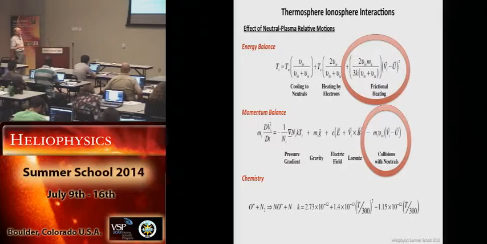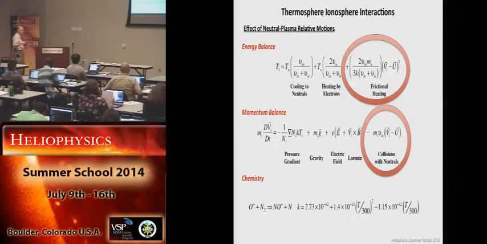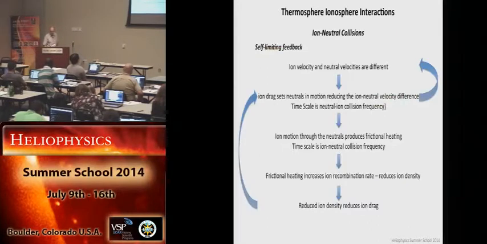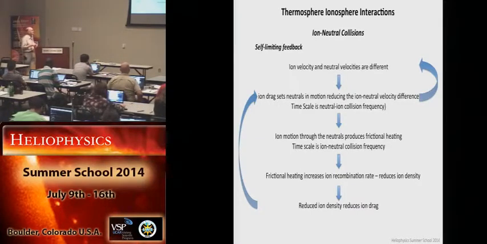And these relative motions, this energy difference in the temperature, also shows up in the chemistry, because this recombination of O+ with N2 is dependent on the temperature. So if you increase the temperature of the species, the recombination rate goes up. So I want to introduce you to an interesting feedback mechanism here. Suppose you have a velocity between the ions and the neutrals that's different. Then ion drag will try to set up the neutral. If the ions are moving faster than the neutrals, the ions will try to set the neutrals in motion.